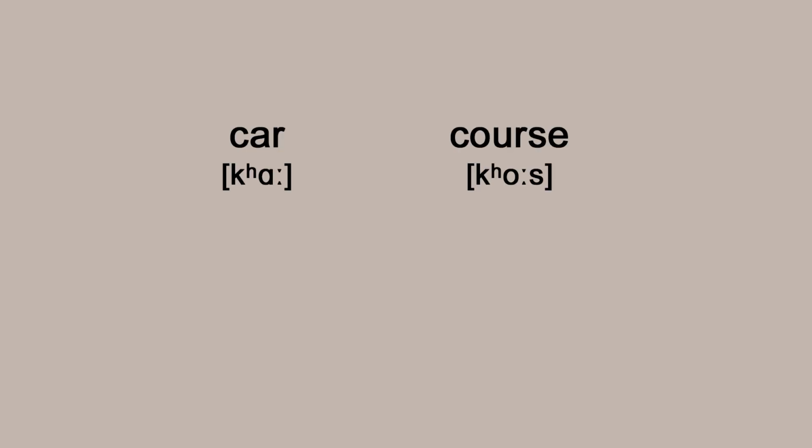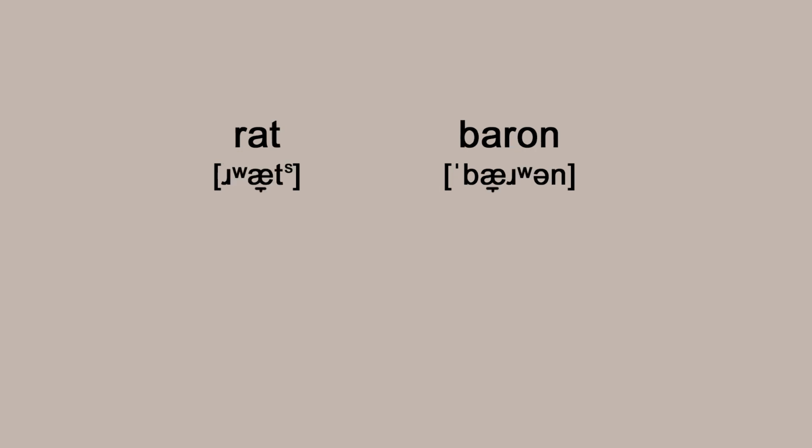Car, course. If you examine this more closely, you realise that he only ever produces the R sound when there's a vowel straight afterwards. Rat, baron. That's another good example of pronunciation not always corresponding to spelling. Where in spelling we have a vowel and then a letter R, in Connor's pronunciation we just find a vowel.